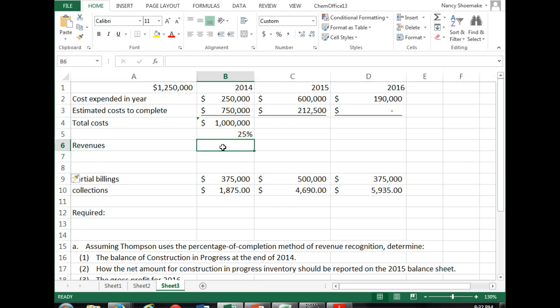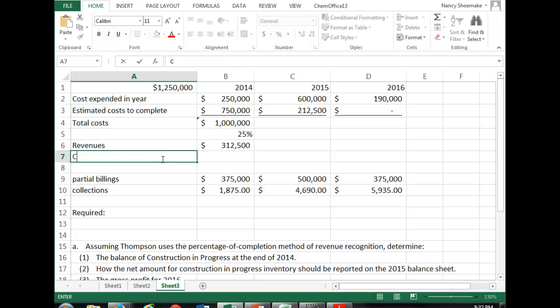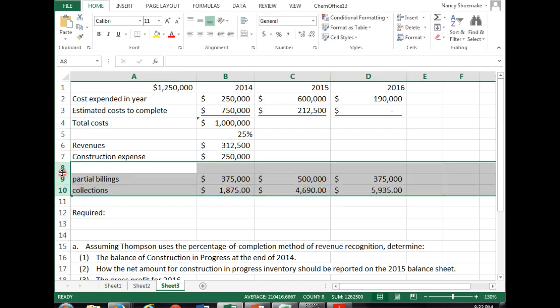How much are we going to show in revenues? 312,500. How did you figure that? 1,250,000 times the 25% gives us our 312,500. What are our costs? Construction expense, 250.